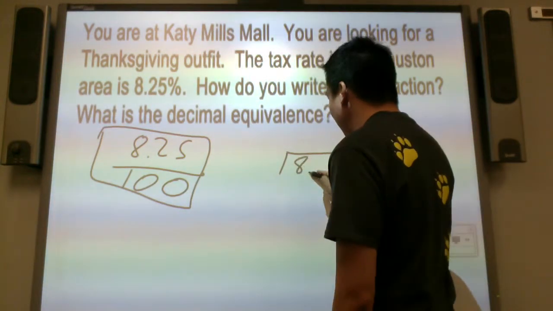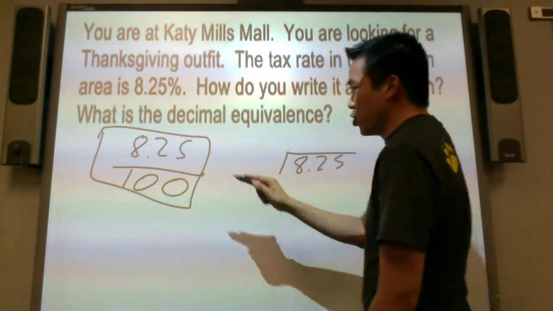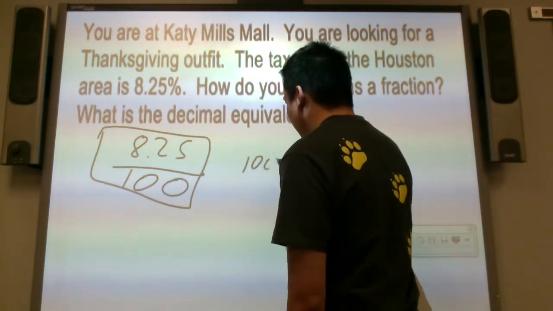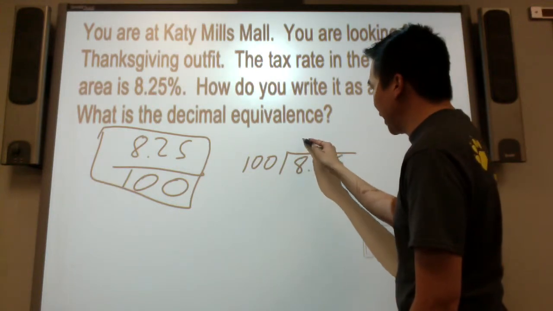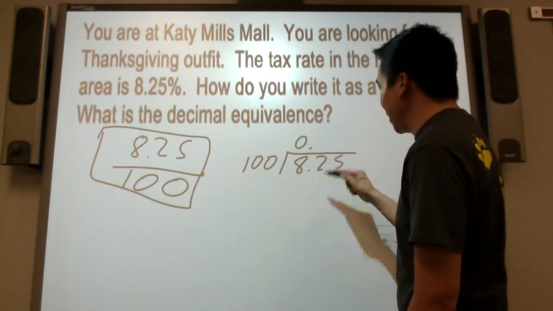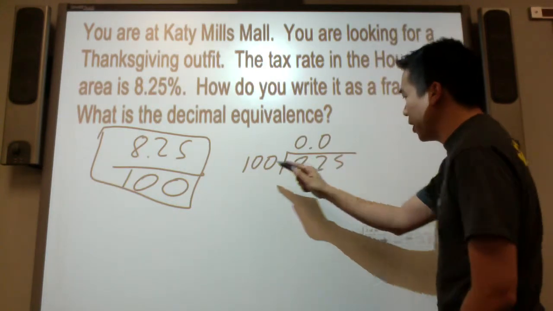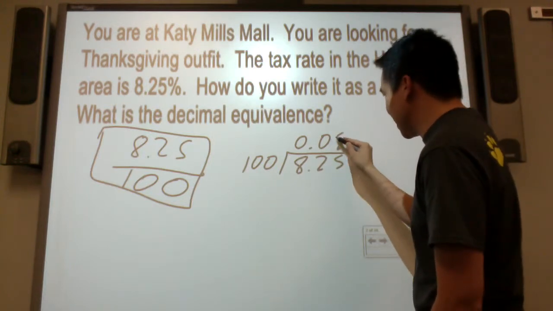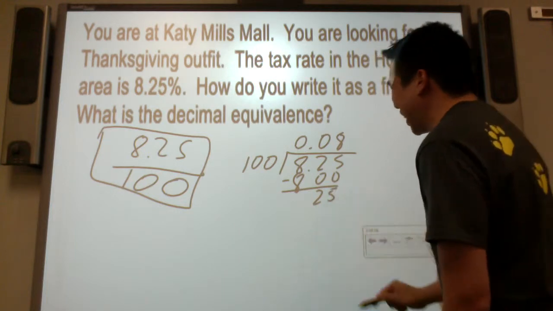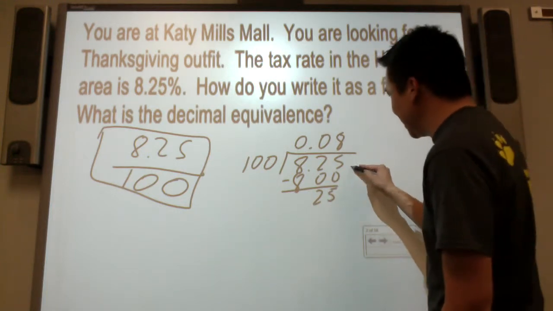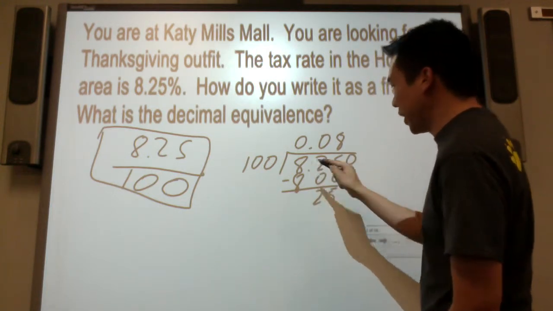So we have 8 and 25 hundredths, which is divided by 100, per 100. So can 100 go in 8? 0 times. Can 100 go in 82? 0 times. Can a group of 100 go into 825? 8 times. What are we left with? 25. I would like to get rid of this remainder, so add a 0. You don't have to add a decimal point; we already have one.